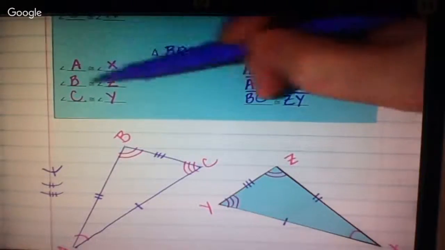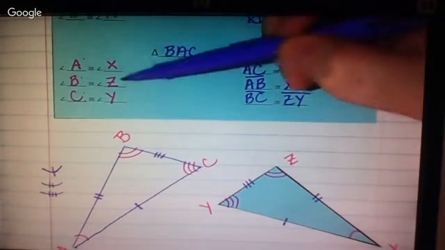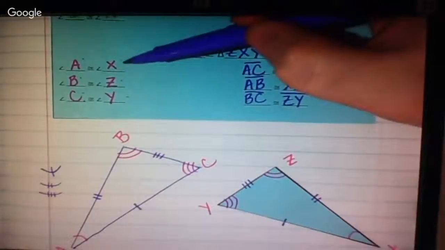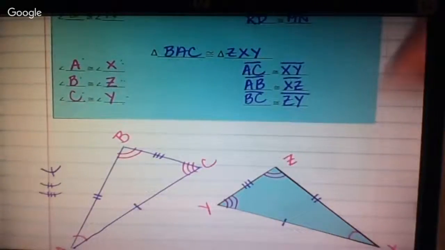So I did BAC. So that means I had to go ZXY. I could have done triangle ABC, and then it would have had to have gone XZY. So you can name that first triangle anything you want. It's a matter of you have to label that second one the way it needs to be labeled. I could have done CAB. That just means my second one had to be YXZ. All right, flip the page.